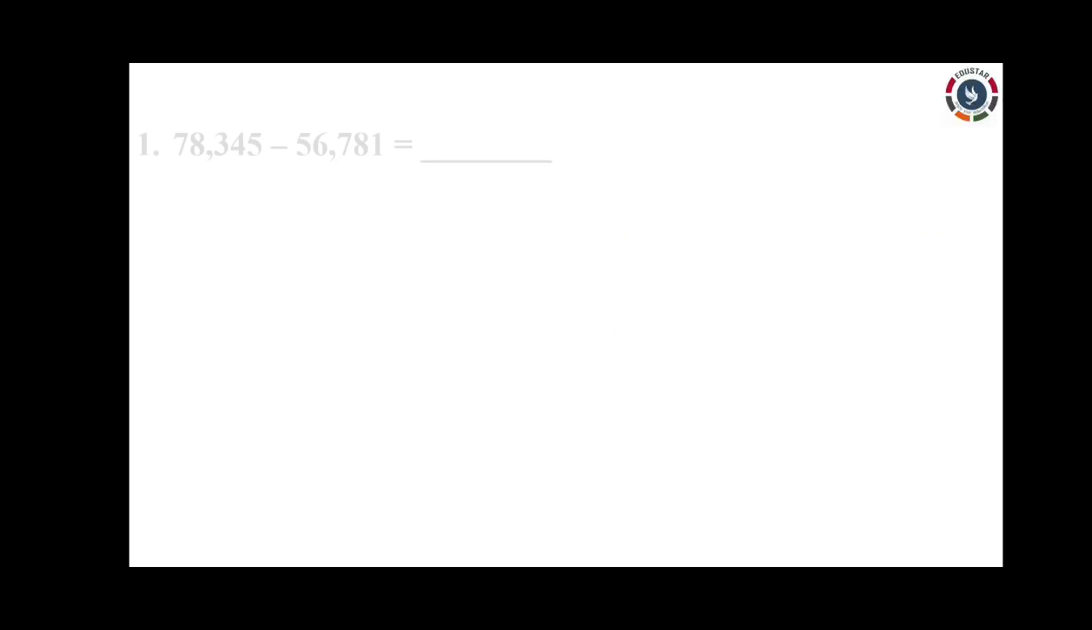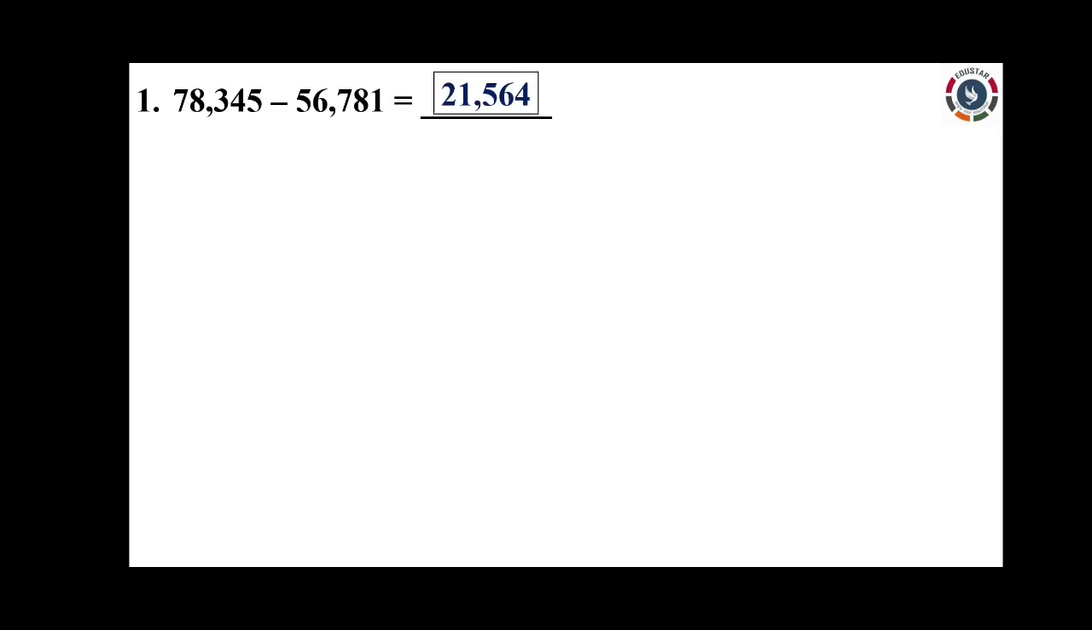First question, 78,345 minus 56,781, which is equal to 21,564. Second question, 33,279 minus dash, which is equal to 0. We get the answer 0 if we subtract the number from itself. So the answer is 33,279.